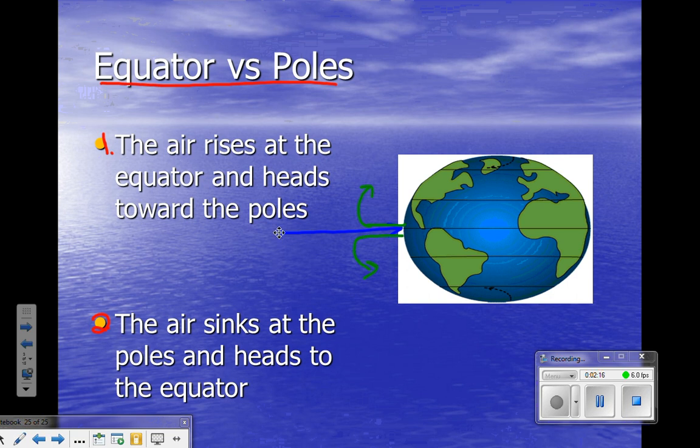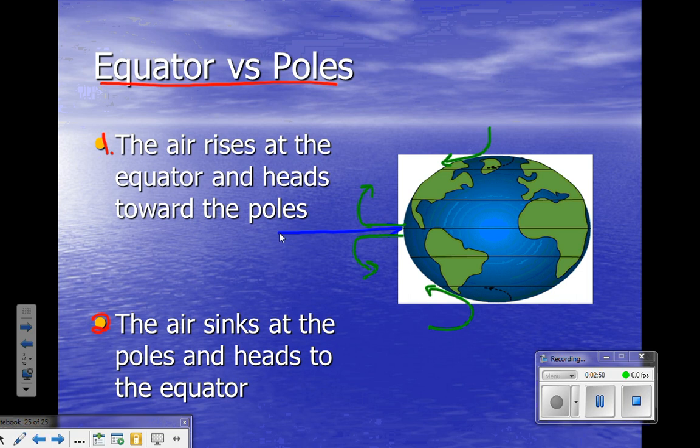On the drawing of Earth that you made, you don't need to do a second one, but you can do this drawing on the drawing that you already have. So the air sinks at the poles and heads to the equator. So we have here the sinking air at the poles that's going to head to the equator. Now you notice that we kind of have two different directions going on.